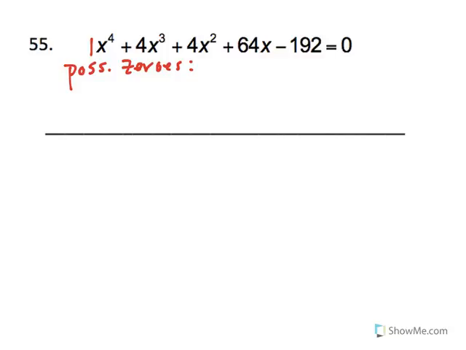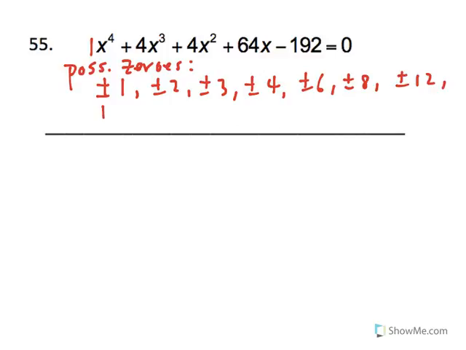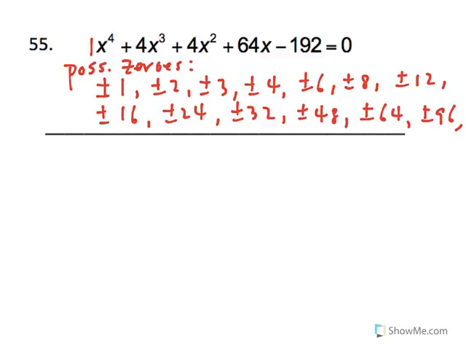So the possible zeros are at plus or minus 1, 2, 3, 4, 6, 8, 12, 16, 24, 32, 48, 64, 96, and finally 192. So let's test some of the possible zeros to see if we can find a factor.